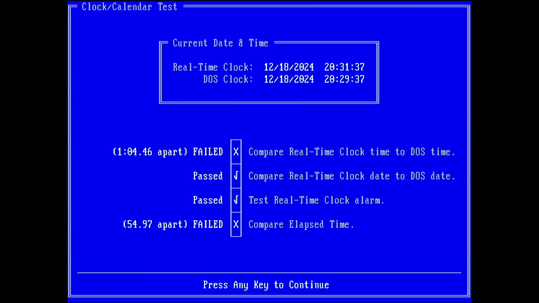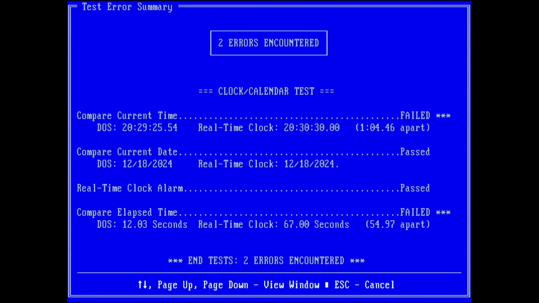And the question is, how can something like this happen? And where is this time generated and why does it fail? Here we can get a little bit more information on the next screen. So you see that the DOS time was 20:29:25, but the real-time clock was already at 20:30:30. So that is the 1 minute and 4 seconds that those two clocks are apart. The date was successful, the real-time clock alarm was successful, and then we have 12 seconds in DOS, but the real-time clock already passed 67 seconds in that period. So every 12 seconds that elapsed under DOS were 67 seconds on the real-time clock chip.